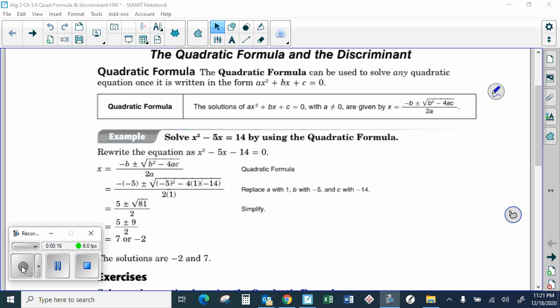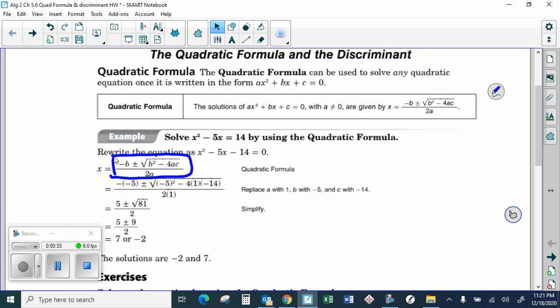Some of you have it memorized. If not, you need to memorize this major formula. Negative b plus or minus the square root of b squared minus 4ac all over 2a. Okay, so work on saying that correctly.